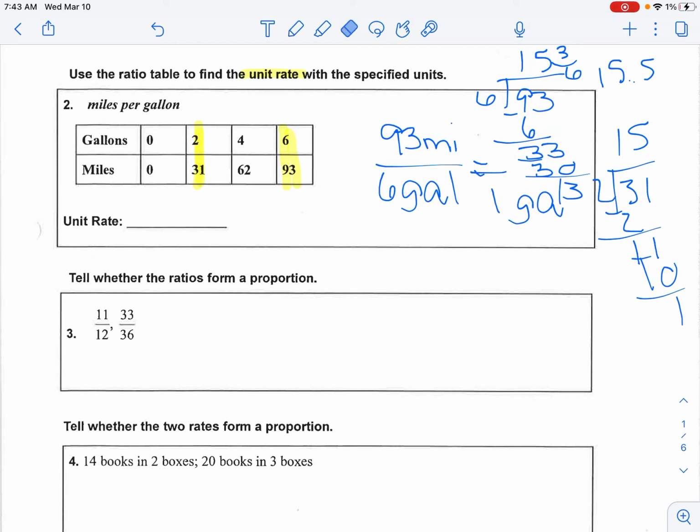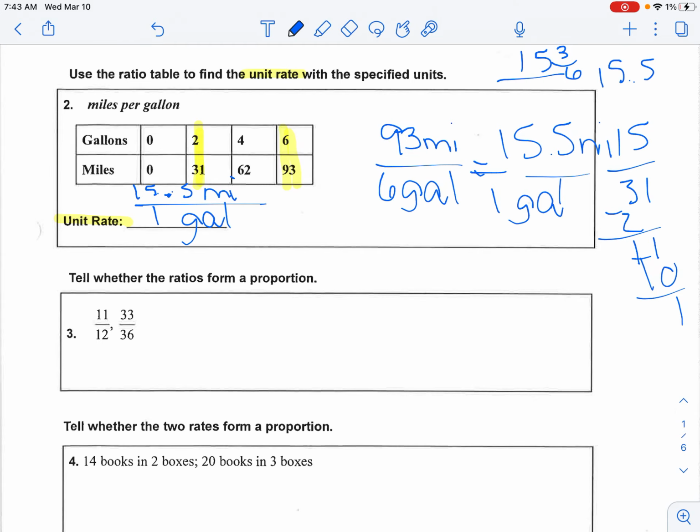So, excuse me. I'm just going to erase this so I can show my work. So that's equal to 15.5 miles per gallon. So right over here, I need your final answer. So you're going to tell me 15.5 miles to 1 gallon.